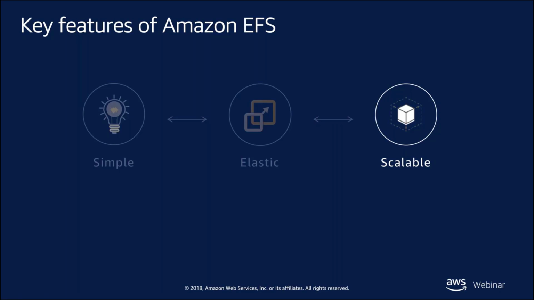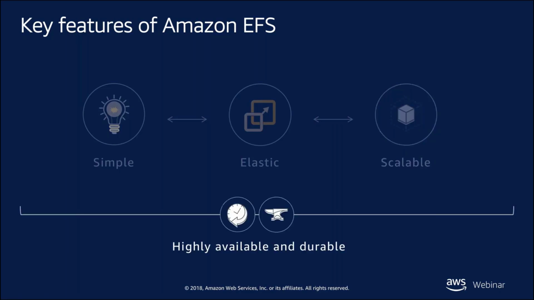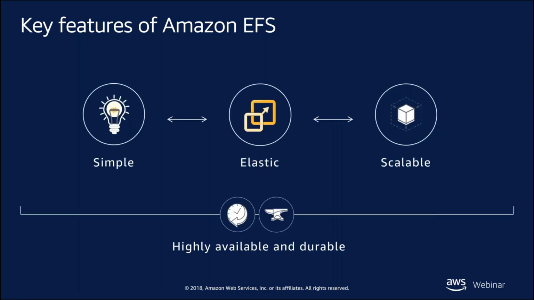You can really scale this from one user or one client all the way up to thousands and thousands of clients accessing the same file system without a penalty involved. Now, these three core tenets are all based on a foundation of high availability and high durability. We wanted to make sure that the file system is available to you when you need it, and the file data that you're storing in the file system is always accessible.